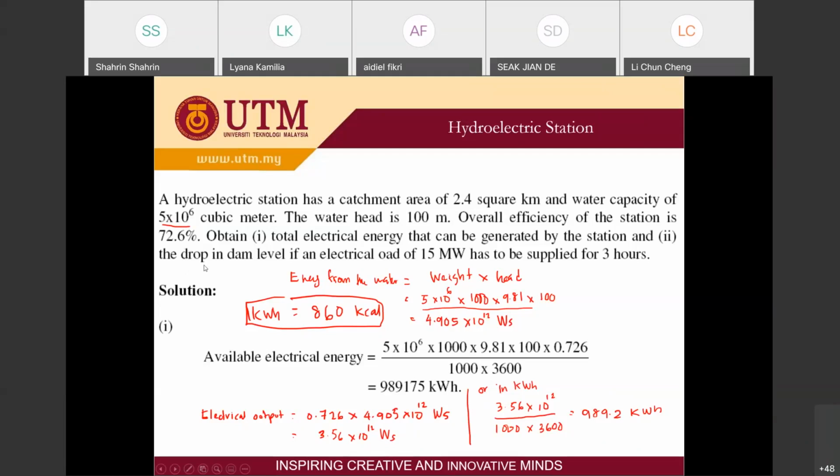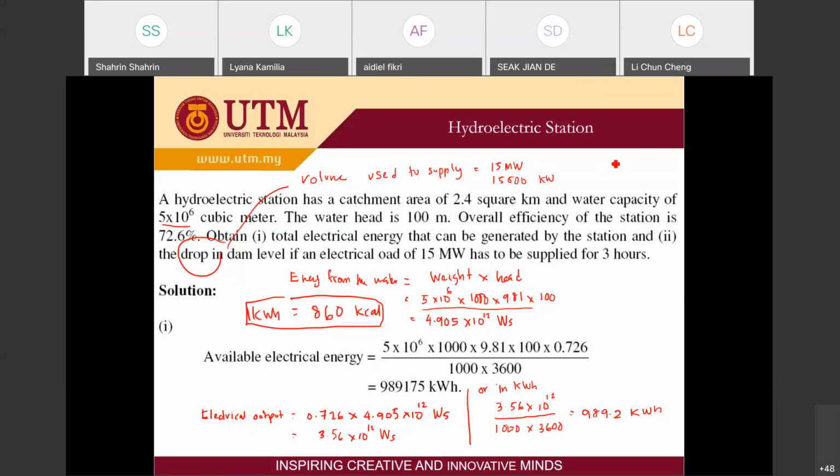So actually, the drop level is related to the volume. Actually, the volume used to supply 15 megawatt hour, which is 15,000 kilowatt hour actually. Okay, what is the volume?